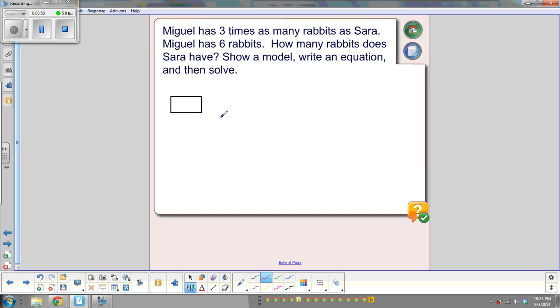All right, here's another one. Miguel has 3 times as many rabbits as Sarah. Miguel has 6 rabbits. How many rabbits does Sarah have? Here's another model. So we're going to have Miguel here and Sarah here. We know that Miguel has 3 times as many rabbits as Sarah, so we can probably put how many boxes here? Let's give one to Sarah. Make them equal. But then Miguel has 3 times as many. So I'm going to put a total of 3 boxes.